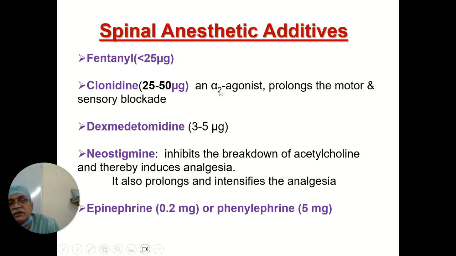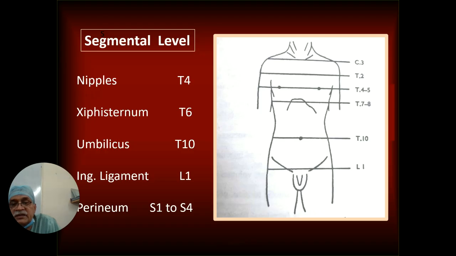Various adjuvants are added to spinal anesthesia: adrenaline, clonidine, dexmedetomidine, neostigmine, and phenylephrine. These will prolong the motor and sensory blockade and the duration of postoperative analgesia. Spinal blocks the somatic fibers, whereas visceral fibers are blocked by adjuvants such as fentanyl. So patient comfort increases.